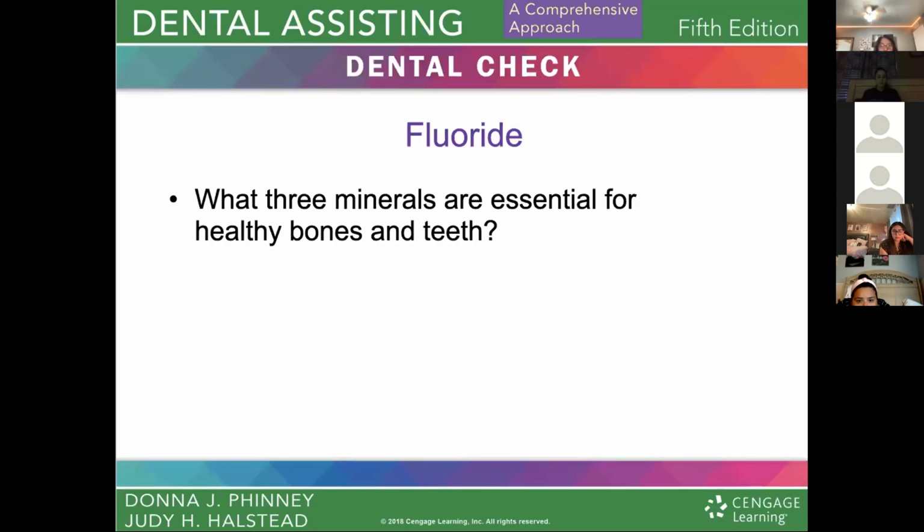Okay, who can tell me what 3 minerals are essential for healthy bones and teeth?